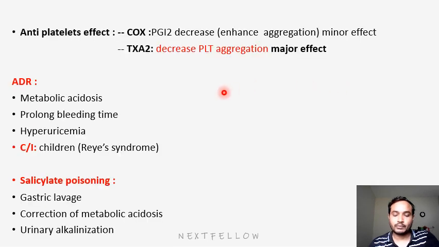The main action of aspirin is antiplatelet. How does it have an antiplatelet effect? It inhibits the COX enzyme and thereby thromboxane A2 production, because platelets produce thromboxane. Once you inhibit the enzyme, there is no production of thromboxane A2. Thromboxane is a potent aggregator of platelets, so inhibiting its production decreases platelet aggregation. This is useful in prophylaxis conditions, like MI and CAD patients.